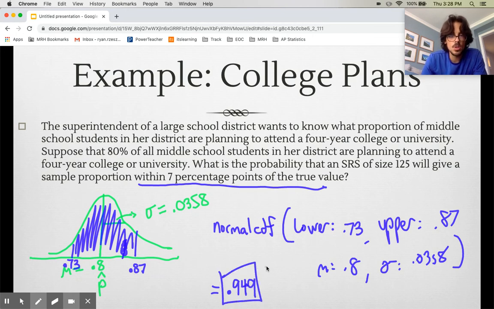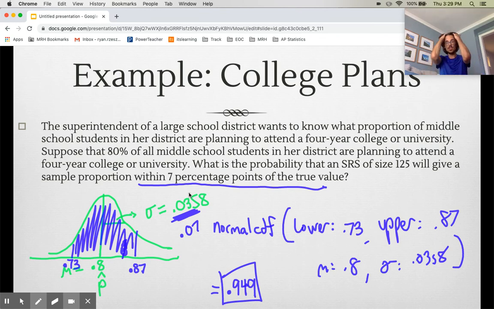Okay, so when we look at this problem right there, basically I would just restate for my answer: the probability that an SRS of size 125 would give a sample proportion within 7 percentage points of the true value is about 94.9%. I got a little weirded out when I did this at first because I was looking and I'm like, that's almost 95%. Why did that happen? But I noticed my standard deviation here is about 0.035. If you do 2 standard deviations, that's almost exactly 7%, which is what they asked about in the problem.